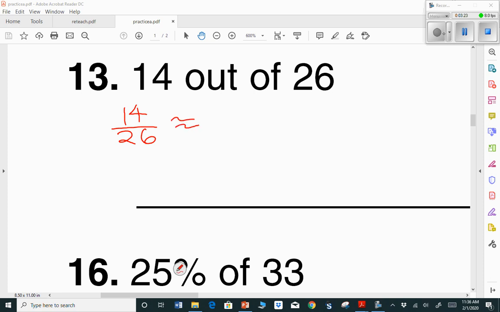Well, 14 out of 26, that's not really easy to turn into a percent, but something really close to that, and I hope you can recognize this. 26 doesn't really have very many factors, but it is 2 times 13, and 13 is super close to 14. So we're just going to call 14 13 and keep our 26. And I hope that you can recognize that that is 1/2, which you know as a percent is 50%.